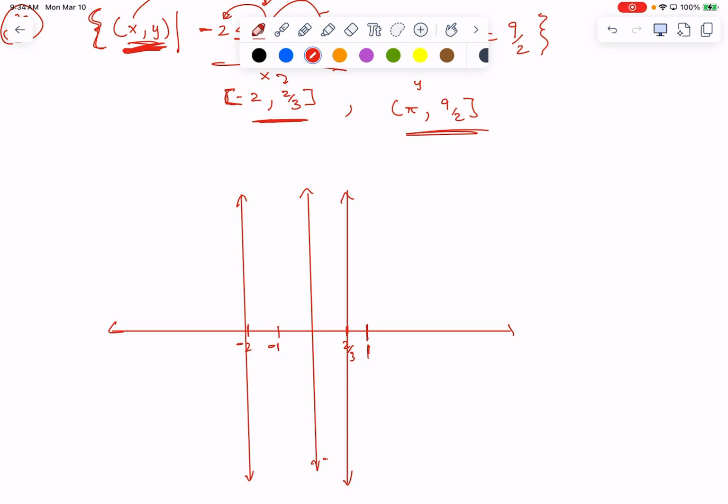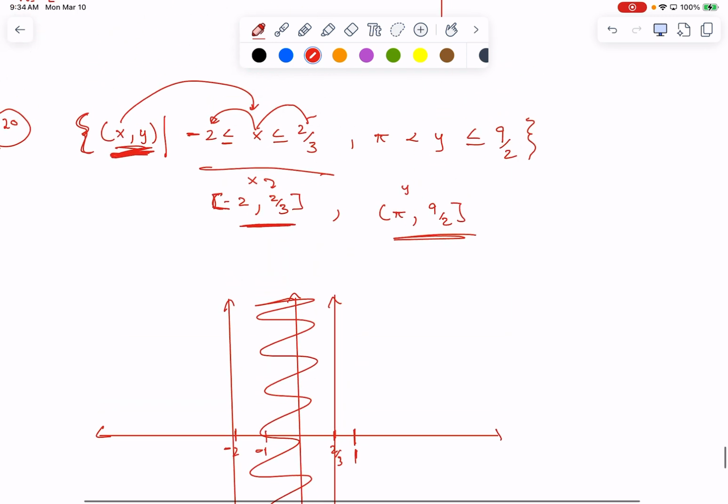So in a minute, we're going to shade. So I'll shade real quick just so you can see. X would be everything in between there, including everything at -2 and everything at -2/3. But is y allowed to be anything? Don't shade yet. Is y allowed to be anything? No. Y is not allowed to be anything.